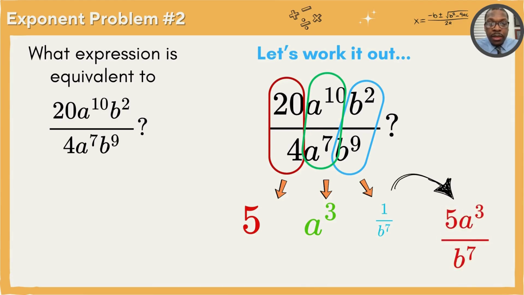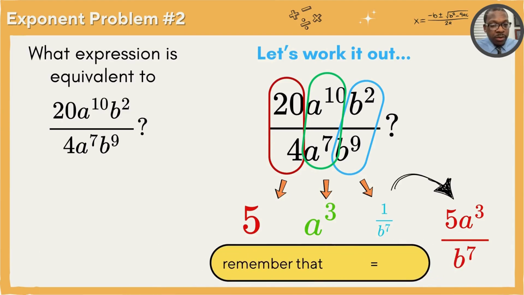There we go. And because I don't want anybody to freak out, please know you did do it correctly if you thought that, Mr. Townsend, when I did b to the 2nd and b to the 9th, I got b to the negative 7th. That is correct. But remember, that also means b to the 7th at the bottom. All right, everyone. I hope that helped.